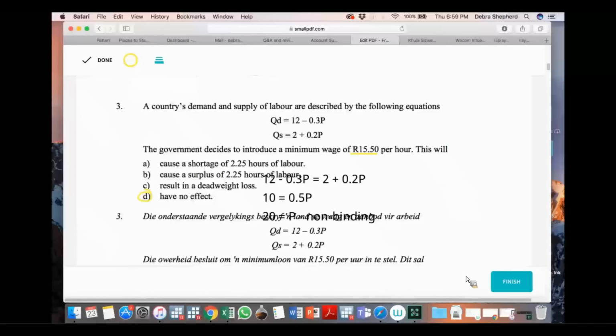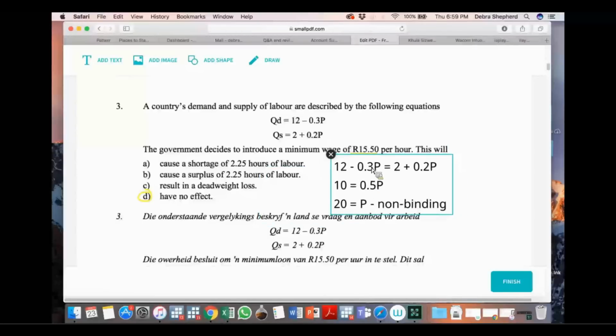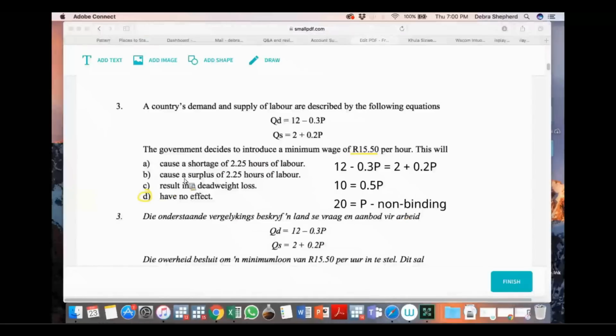Okay. So the important thing with these questions is to actually determine: is this price that government is putting in a binding price or a non-binding price? If it's binding, then we would have to go further and see which one of A, B, or C is correct. But the fact that this price is not binding immediately makes D correct.